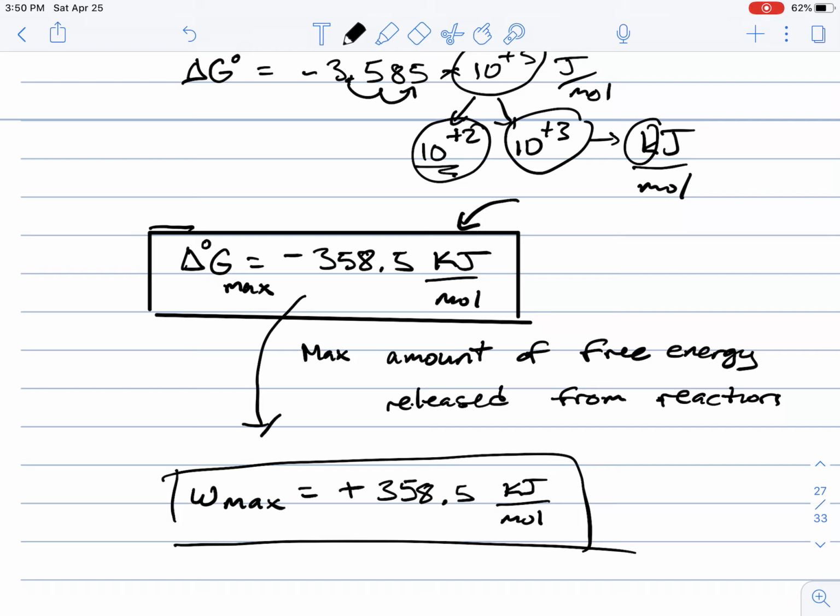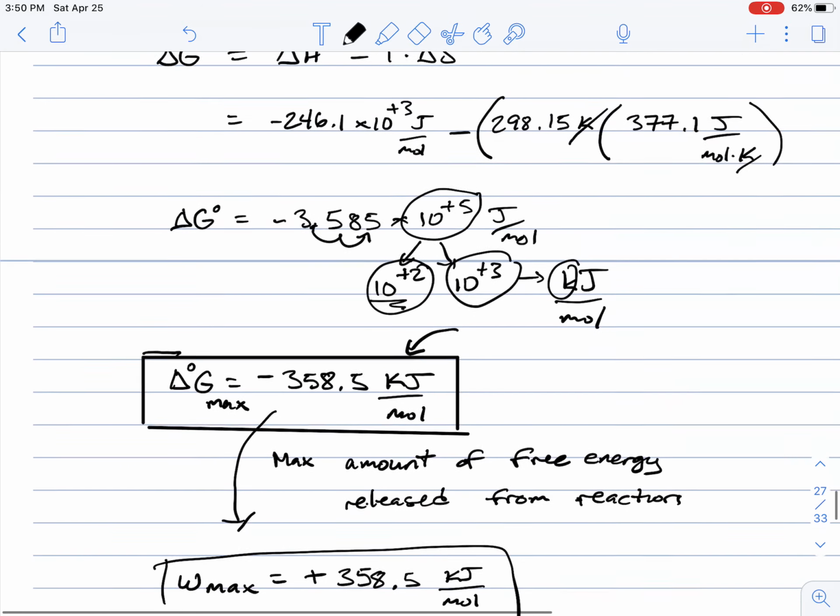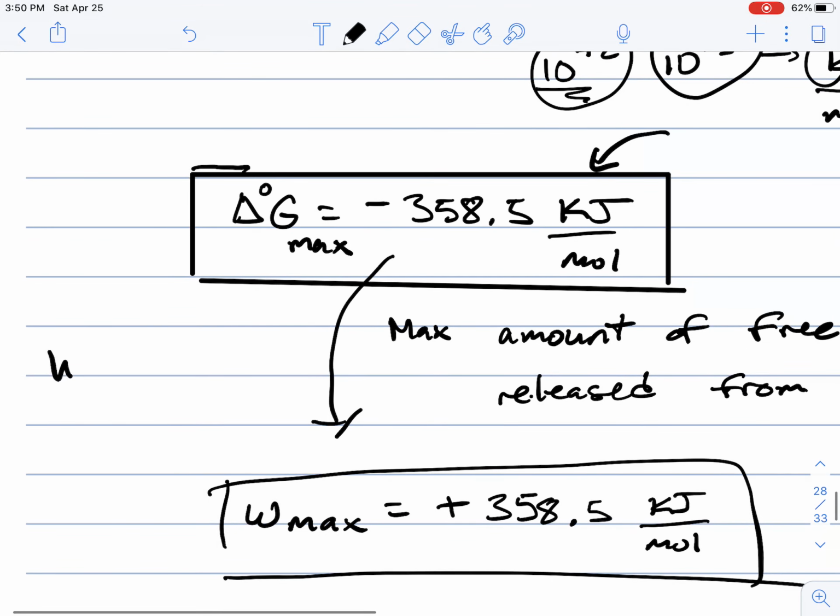that we calculated would represent the maximum amount of energy that would be released from the reaction. And so this negative 358.5 kilojoules per mole is the total amount of energy that was released from the reaction. And if this was a reversible reaction, not an irreversible one, then the relationship that W max is equal to delta G still holds true, right? So this is the reason why the value itself doesn't change. And so the only thing that does change is the sign, and that's what I want to clarify.